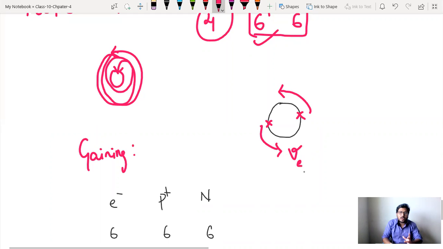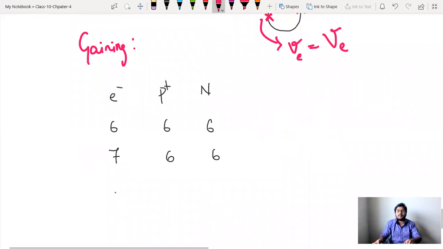VE means velocity of electron. VE of this electron is equal to VE of this electron. Simply to say, every electron will have the same velocity. If this electron is moving with some speed, the other will move with the same speed, such that they are exactly opposite to each other. Another condition is the charge of this electron is negative, and the charge of this electron is also negative. Negative, negative, what will happen? It will repel, isn't it? So that only it will maintain some distance.